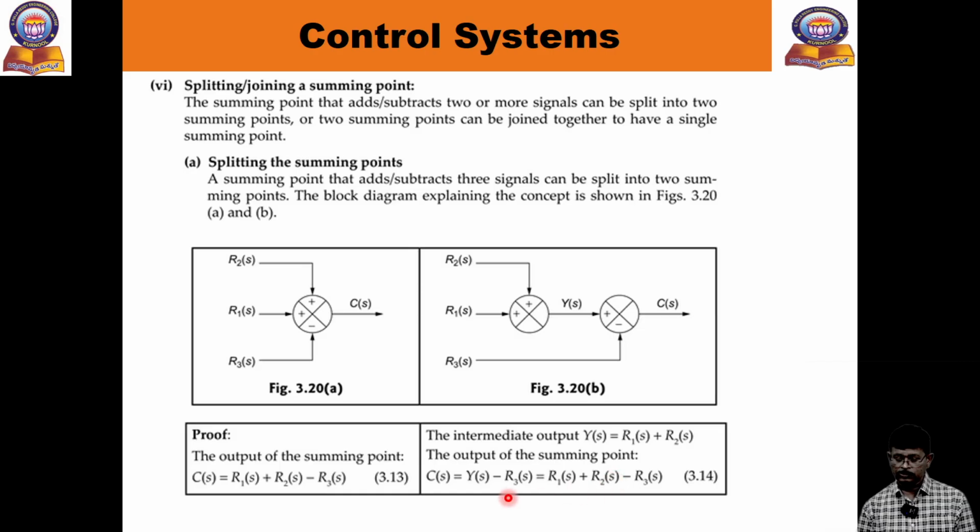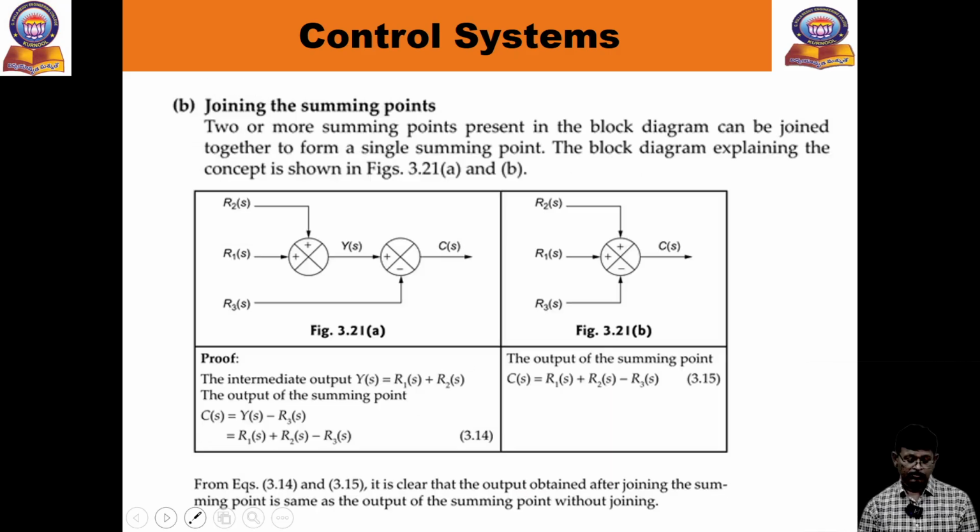Okay, in place of Y, substitute here, so you get the same thing. So what is Y of s? Y of s is R2 of s plus R1 of s. Substitute here. What is the again here? Minus R3. So minus R3 came in. So you can observe the same thing here comes. Before and after, the value of the output must be same. That is the only rule in this block diagram technique.